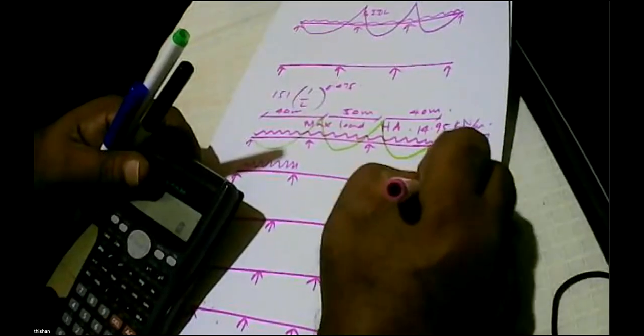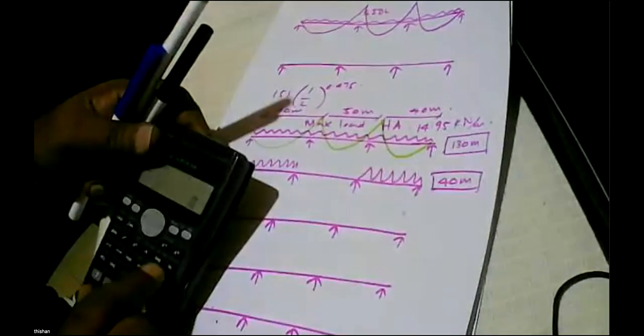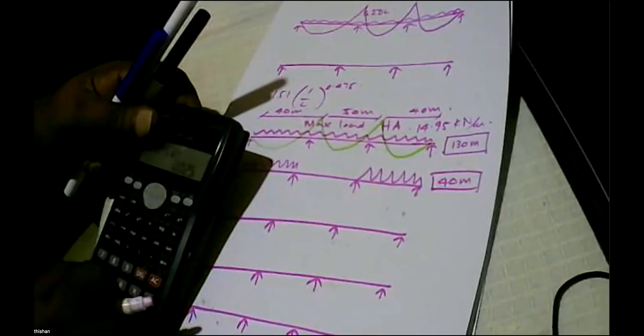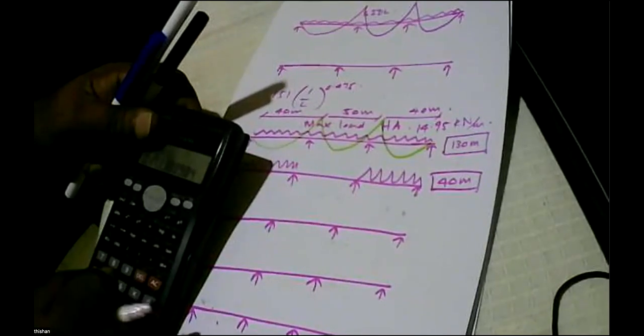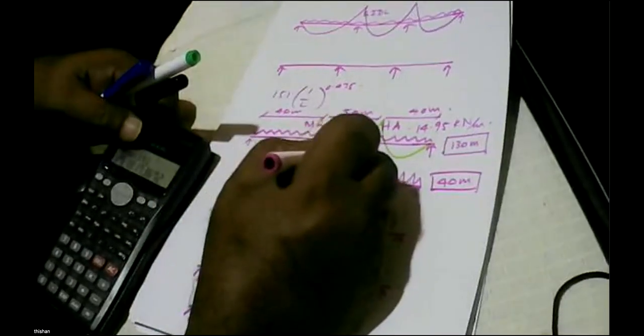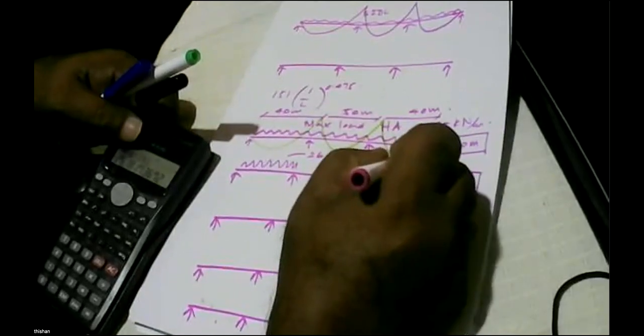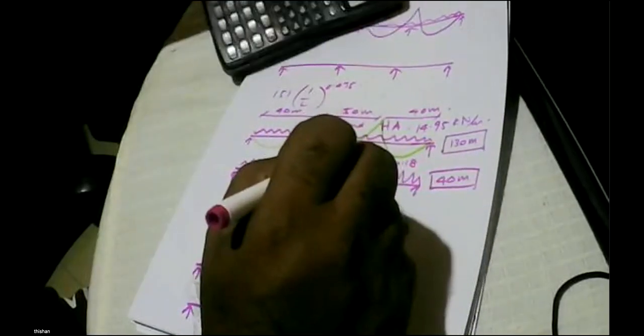Now what can happen? The loaded length is 40 meters. You can see the loaded length is continuously for only 40 meters. So over 40 meters, the equation is 1 over 40 to the power 0.475 multiplied by 151. Now you are applying 26.18. So what happens?